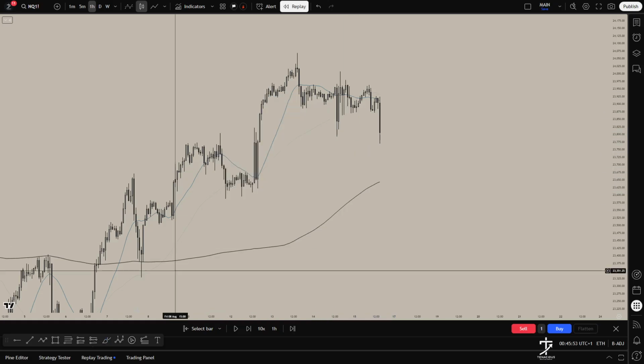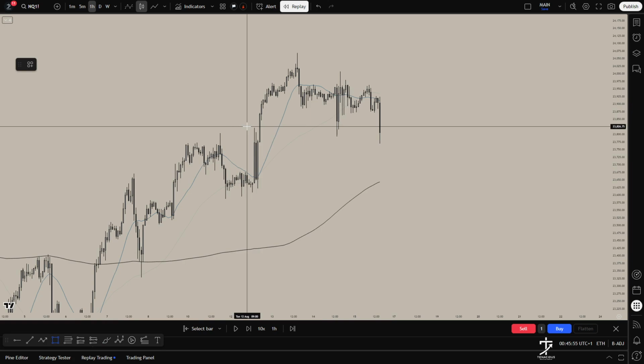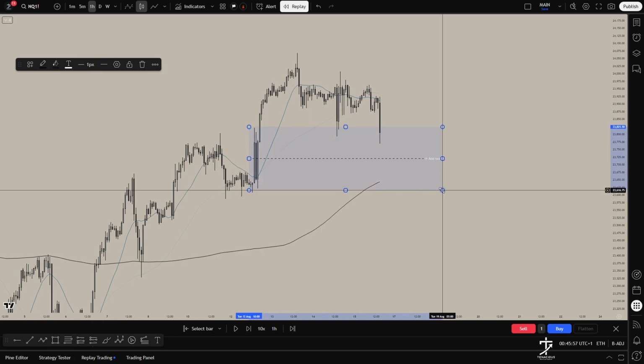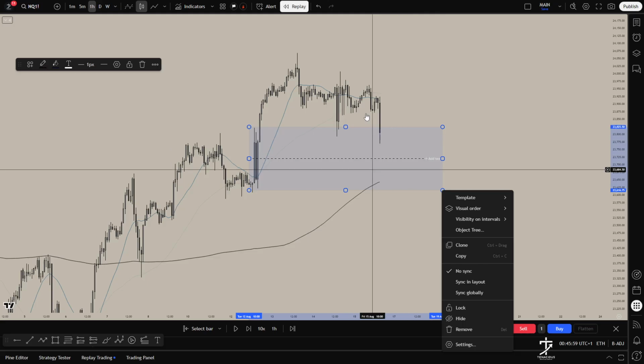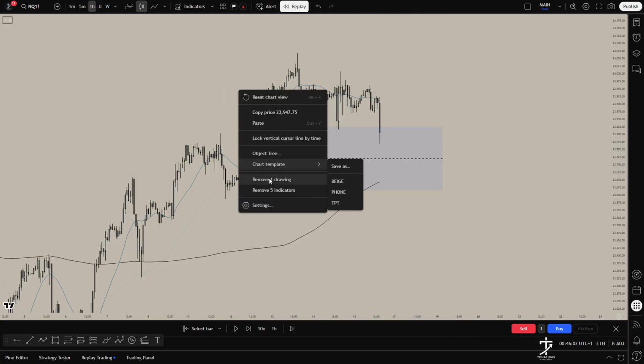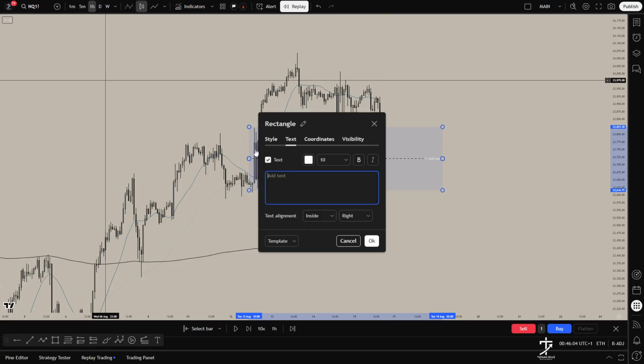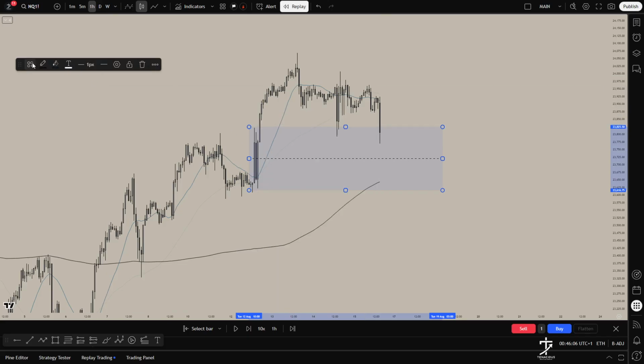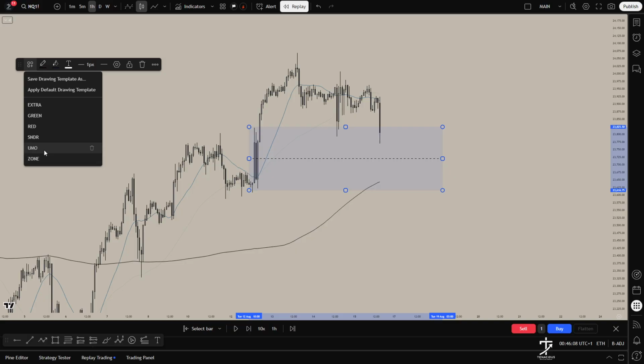You can see that potentially price wanted to tap into this area here. We might want to further mitigate this area here before continuing to make higher highs and higher lows. So I'm gonna take a move version.